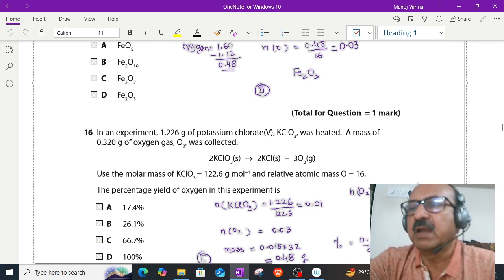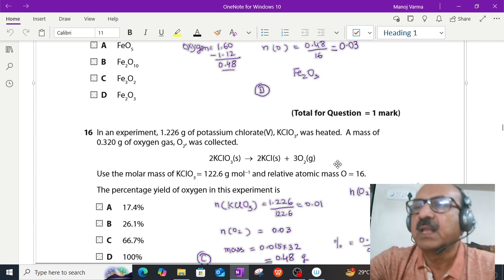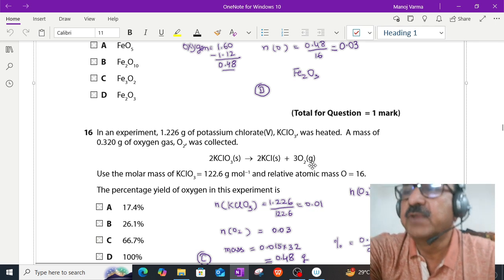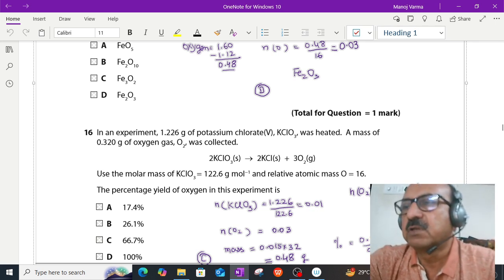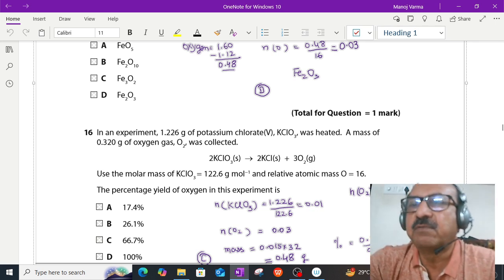So we have to take the ratio as 3:2, because that is more than 2. If you do 2 by 3, it will become less. So it is obviously more, the oxygen is more, so 3 by 2 is more than 2. That way you can understand whether it will be 3 by 2 or 2 by 3. So 3 by 2 into this 0.01 gives me the number of moles of oxygen, which is 0.015.